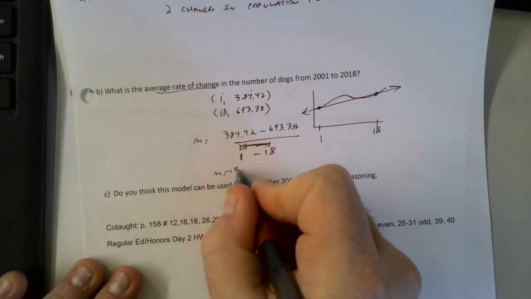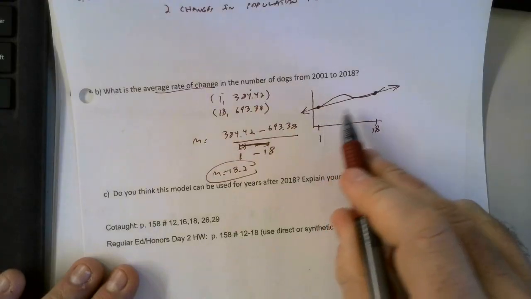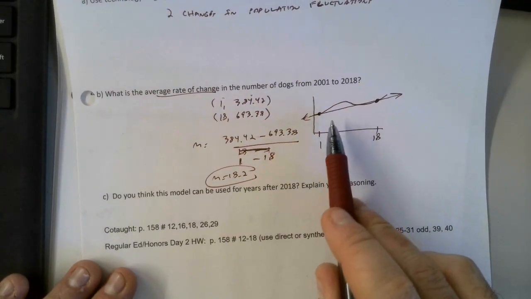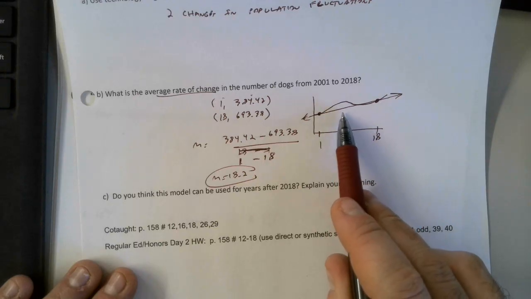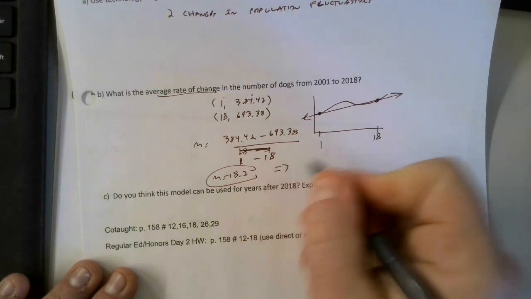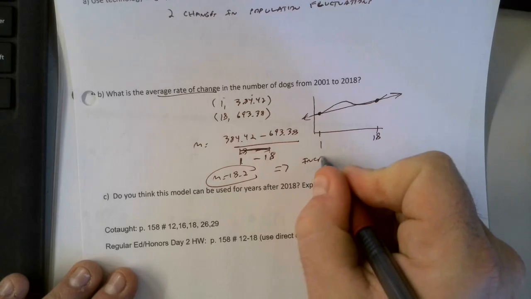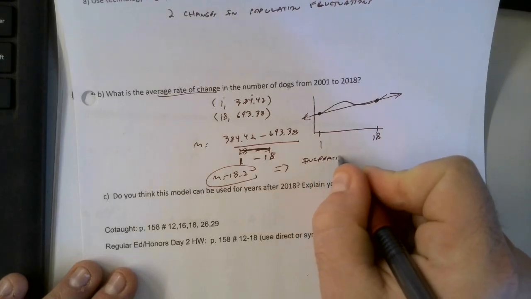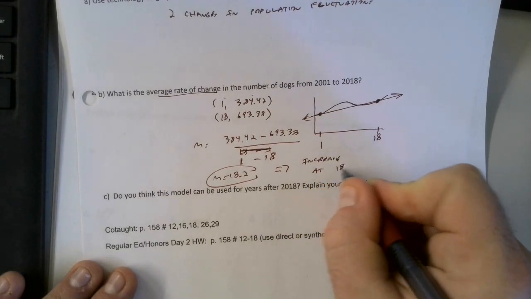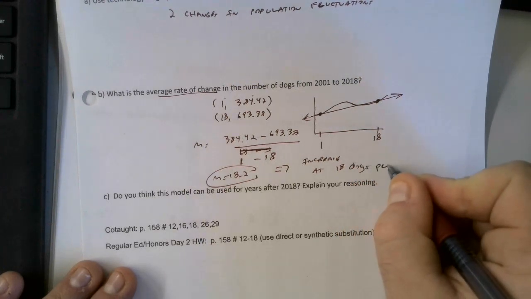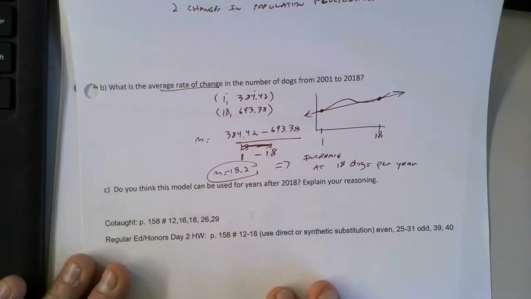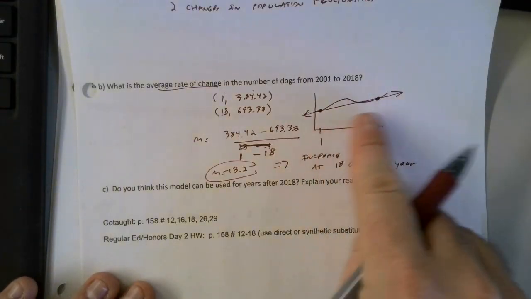So what this means is that the average rate of change per year is about 18.2 dogs per year. That's the increase. So let's make a note. You increase linearly at 18 dogs per year. So this is more of like a short-term estimate.